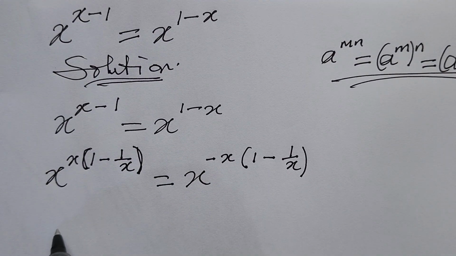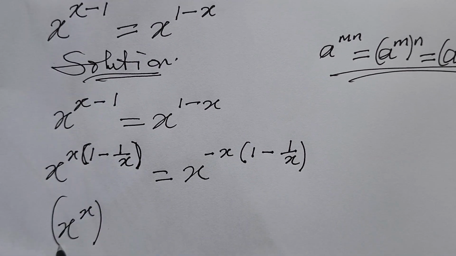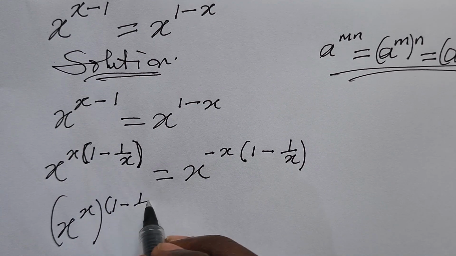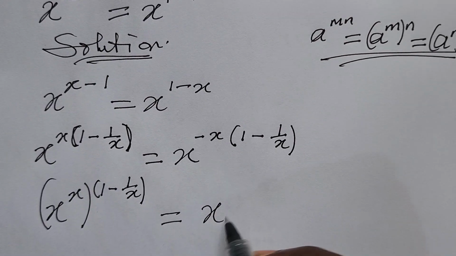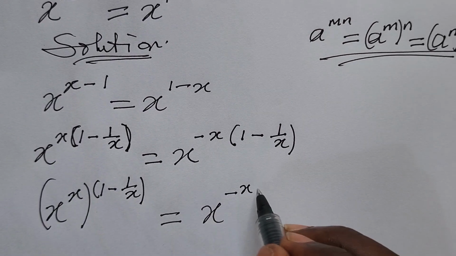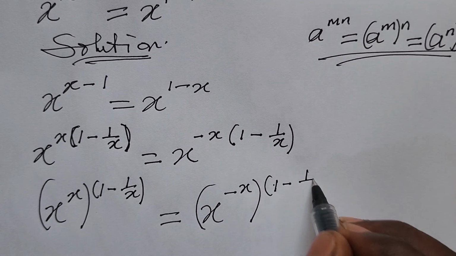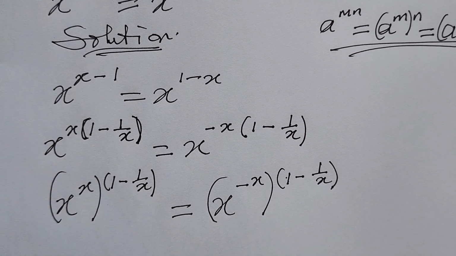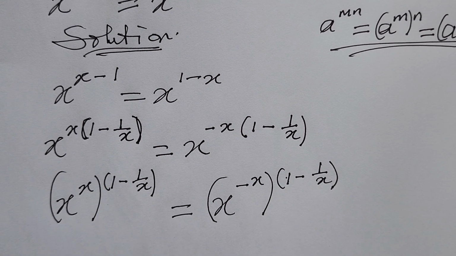So doing that, this will give us x here to the power of x, all to the power of bracket 1 minus 1 all over x bracket. This is equal to x to the power of minus x, bracket, all to the power of 1 minus 1 all over x. Okay. Now, if you look at this stage, you discover that the exponents are the same. So you can equate the bases.